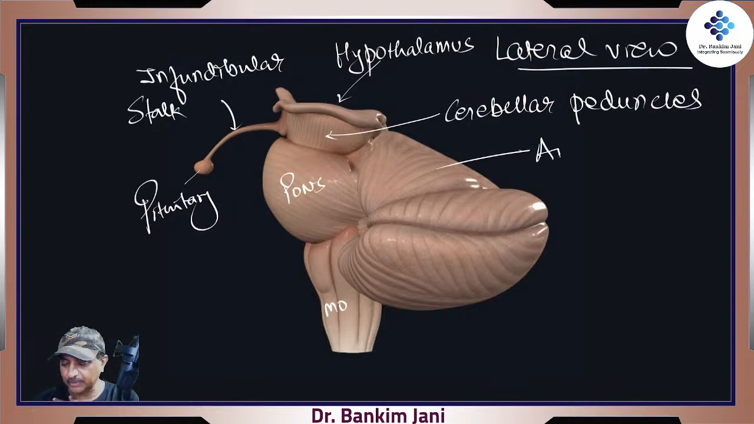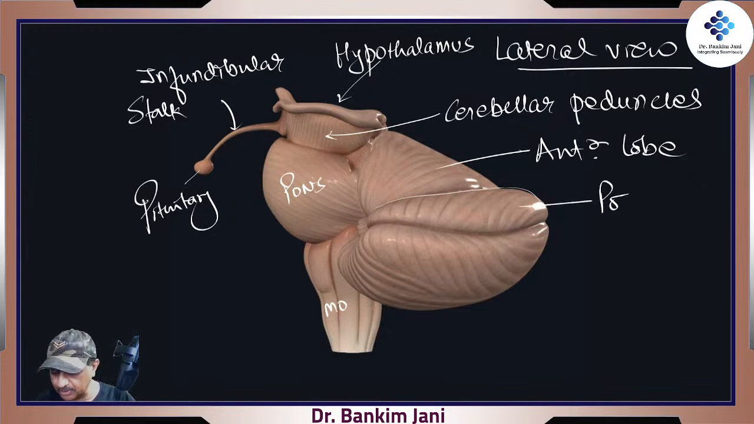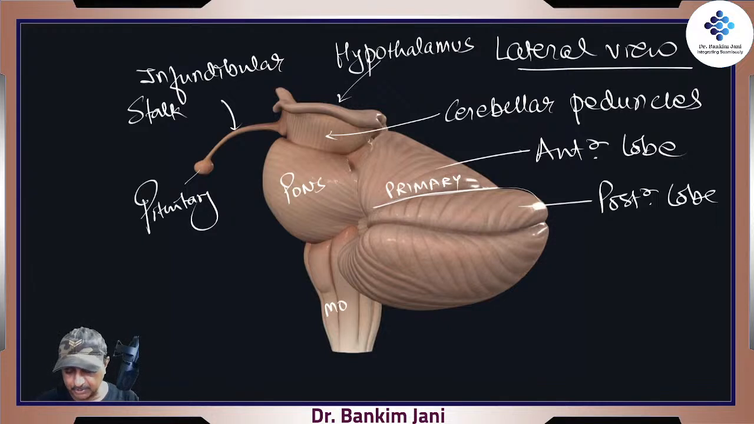This one, sorry, anterior lobe. This whole thing, right? That below, that is the posterior lobe, correct? Posterior lobe. So this fissure which is in between, that would be the primary fissure, right? We have not yet talked about this biggest fissure, that is this one, right?